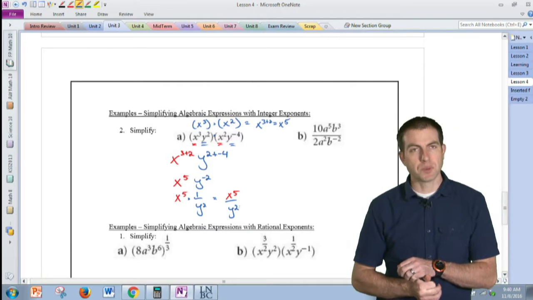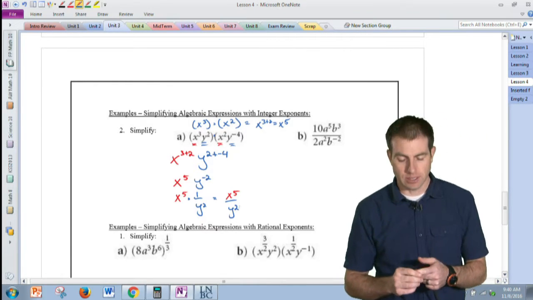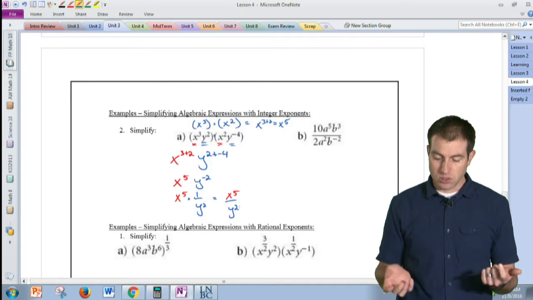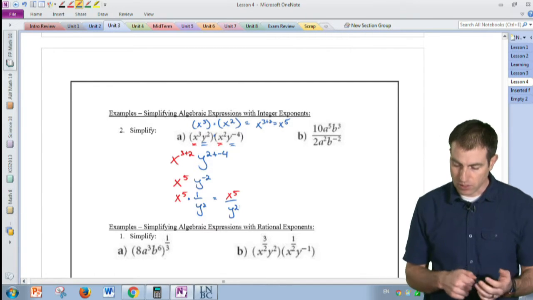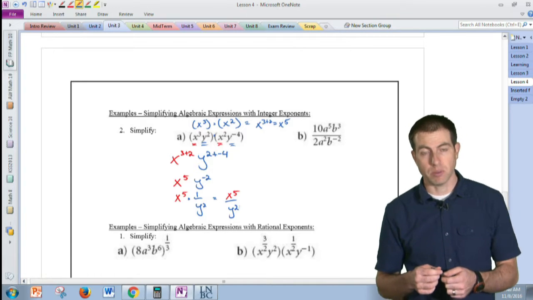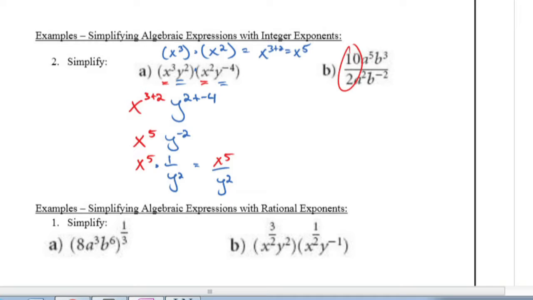Letter B is like the ones we started with at the beginning, at the end of lesson 2. Same sort of idea. I've got 10 and a 2 I need to divide. I have 5 and a 2 for my a's. I have a 2 and a negative 2 and a 3 for my b's. I'm just going to do what I did before. 10 divided by 2 is going to give me 5.